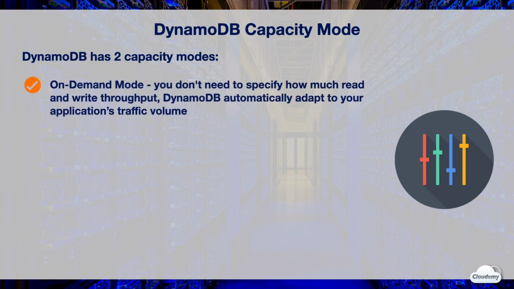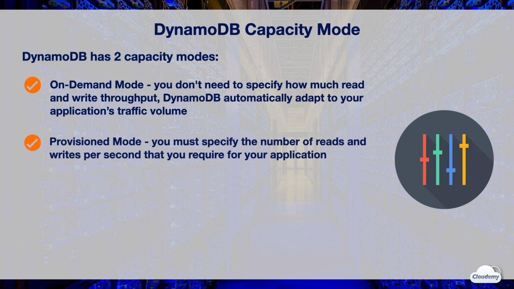On-demand mode is a flexible billing option capable of serving thousands of requests per second without capacity planning. With the on-demand mode, you don't need to specify how much read-write throughput you expect the application to perform. Tables can automatically adapt to your application's traffic volume. On-demand mode offers pay-per-request pricing for read-write requests, so that you only pay for what you use. On-demand mode is ideal for new tables with unknown workloads, or applications with unpredictable traffic.